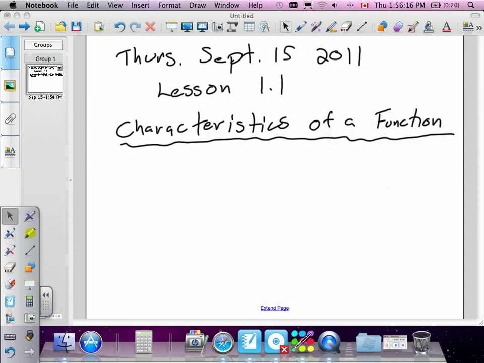Okay, today is Thursday, September 15, 2011. We're doing lesson 1.1 from your textbooks, Characteristics of a Function.